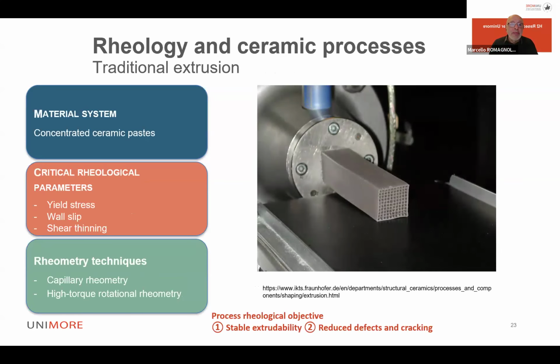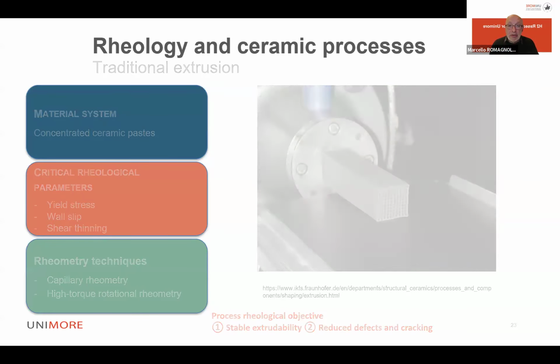In traditional extrusion, it is important to measure the yield stress and also the wall slip, and to have a behavior that is shear thinning but with a yield stress that permits maintaining the shape after the extrusion, like in this case. Here it's possible to use capillary rheometry and high torque rotational rheometry.